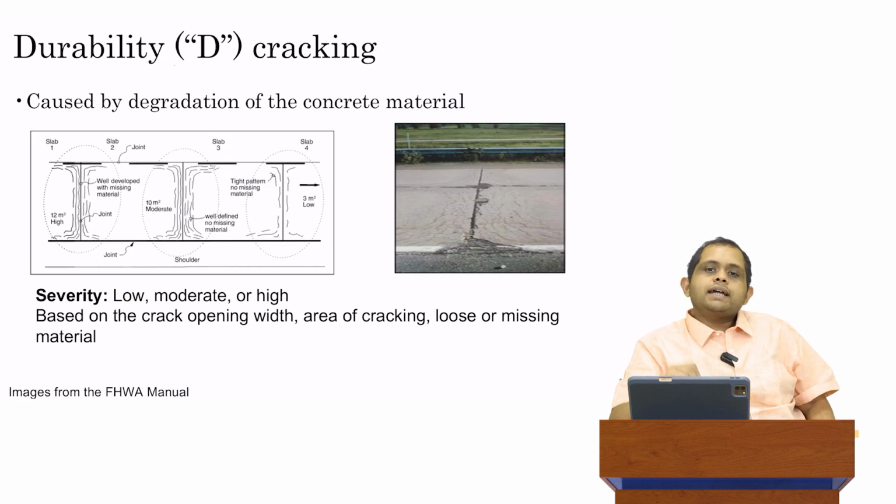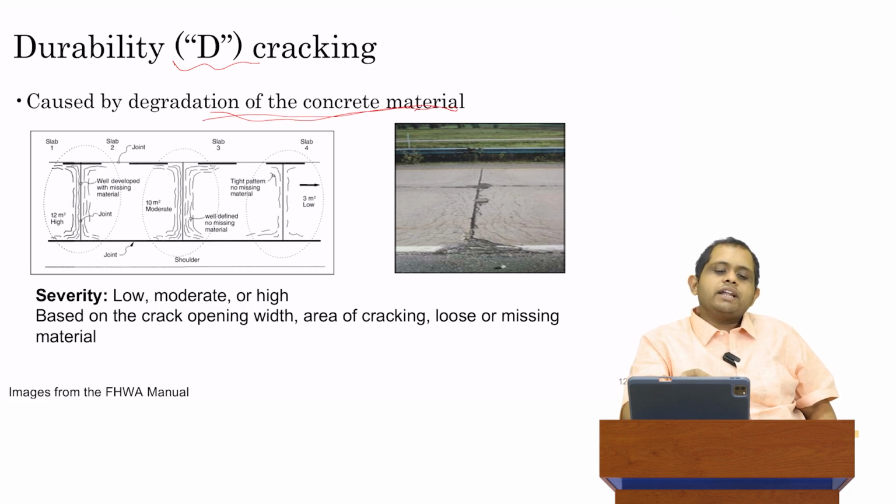Okay, another type of cracking is what we call durability cracking. And in short, it's sometimes just called D cracking. So durability cracking is actually caused by degradation of the concrete material. So remember, corner breaks are caused primarily due to degradation of the base material as well as the presence of some type of a load. So if you don't have a load, you may not really develop any severe corner cracking. But durability cracking does not depend on the load. It depends on degradation of the concrete material.